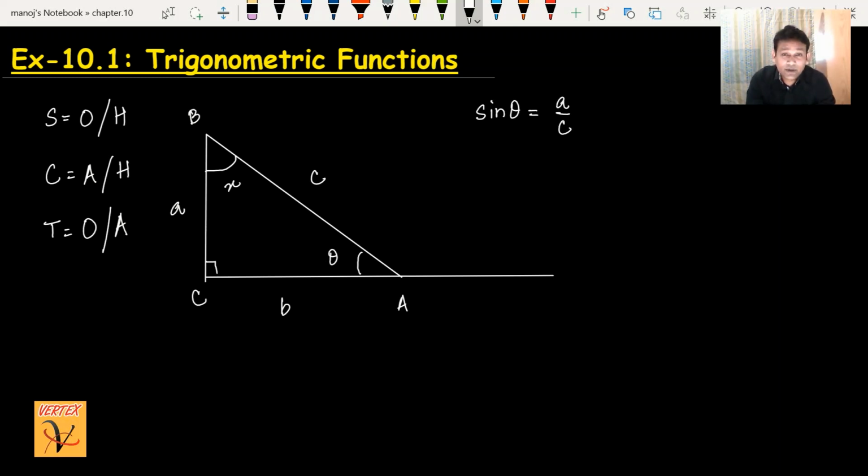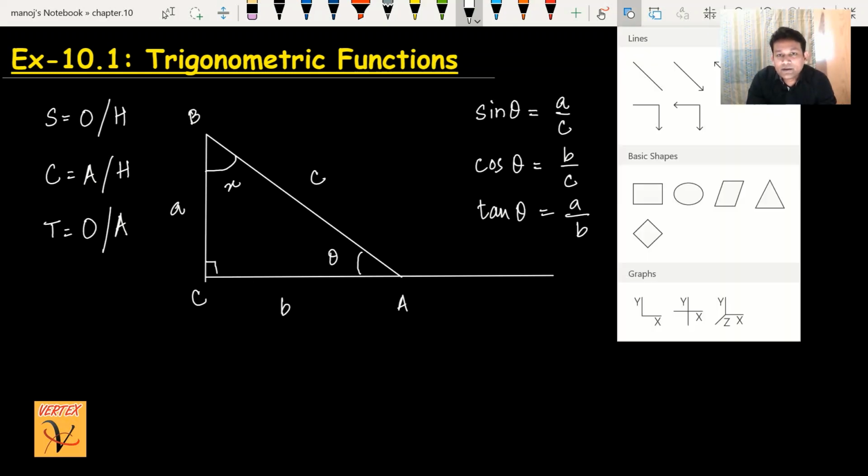This is a very important thing, so please be careful, because this is very simple. Next is cos theta. What is cos theta? Cos theta is B upon C. Yes, there is no problem, it's very simple. And tan theta is opposite upon adjacent, A upon B. Those are very simple trigonometric ratios.